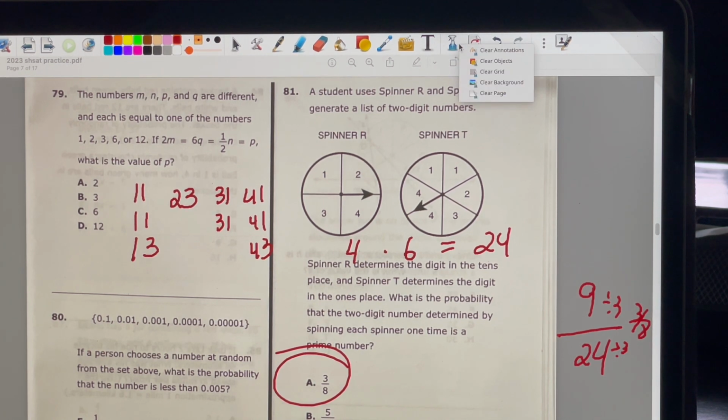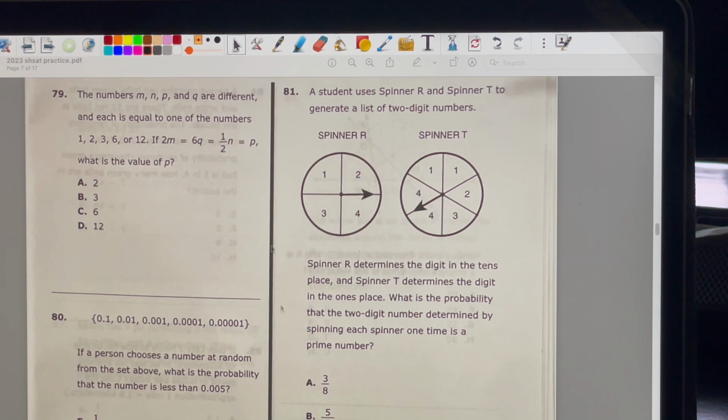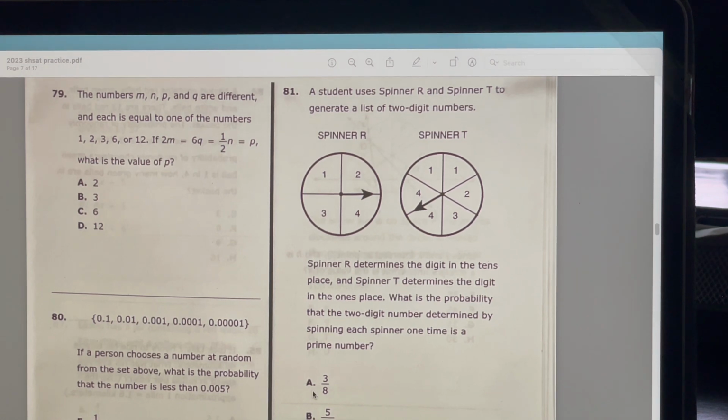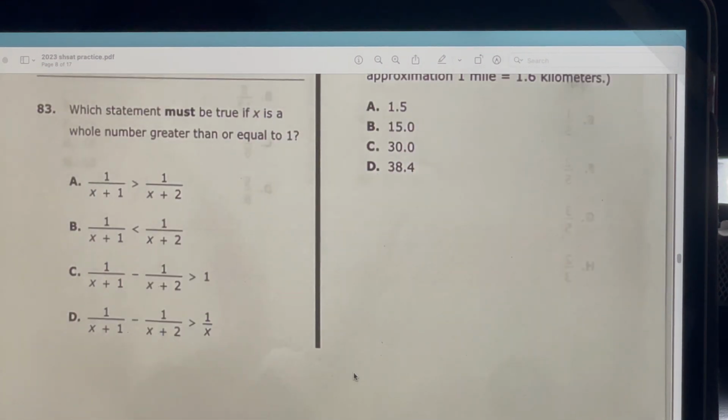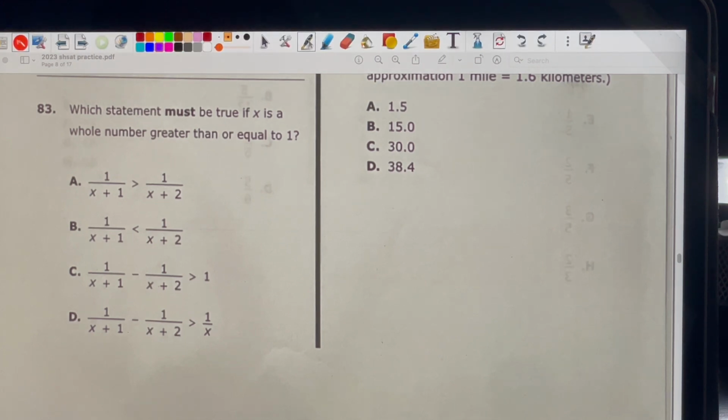No comments, really. 81. And then we go to the other, 83. Which statement must be true if x is a whole number greater than or equal to 1? So x is a number that's greater than or equal to 1.